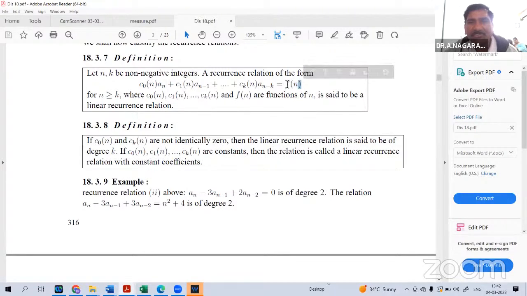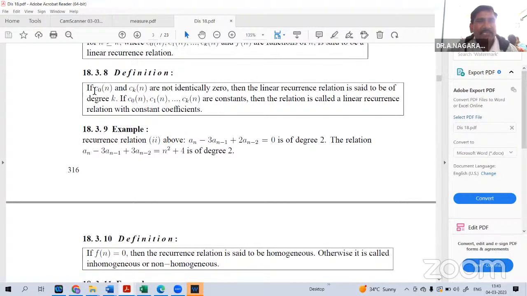In some cases the right side is zero. Previously I explained the zero terms. Zero terms means it is a linear recurrence relation, but it is homogeneous. This is also a linear recurrence relation, and when f(n) is on the right side, it is a non-homogeneous recurrence relation.